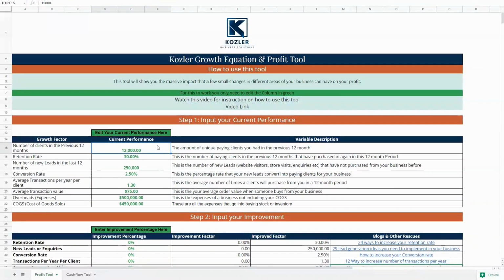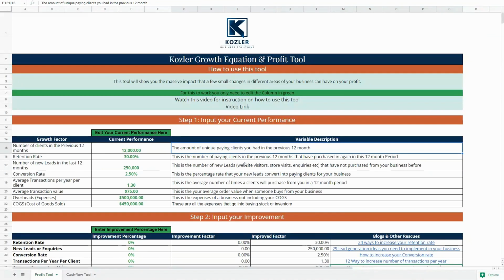Okay, this is our growth equation and profit tool. This tool will help you work out how you can grow your business's profit. To use this tool, you need to do a couple of things first. First thing you need to do is input your current performance. I've already pre-filled a lot of this information to save time on the video, so here you'll implement your specific data that you have on your business.